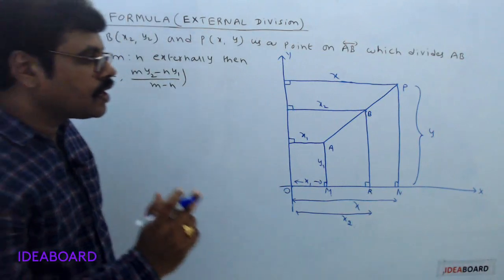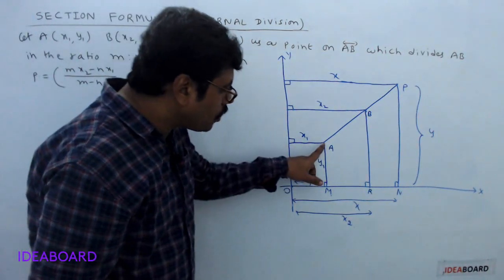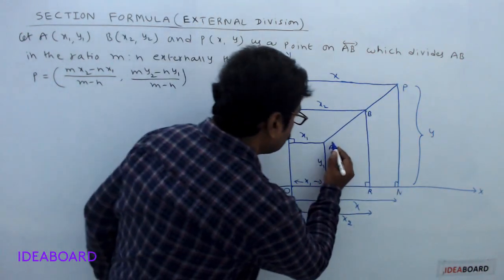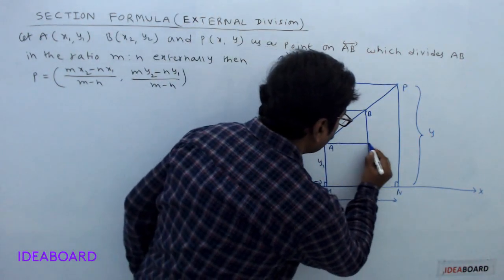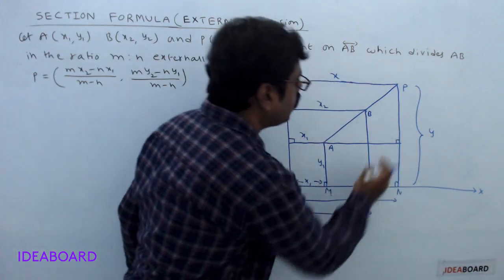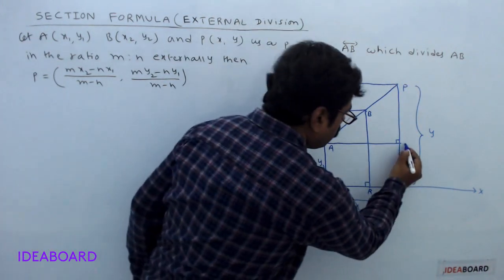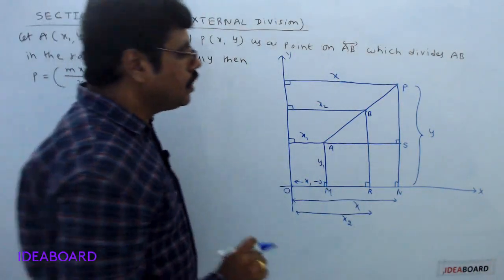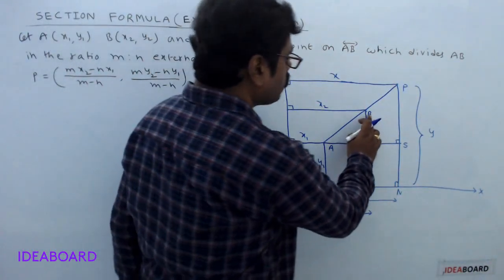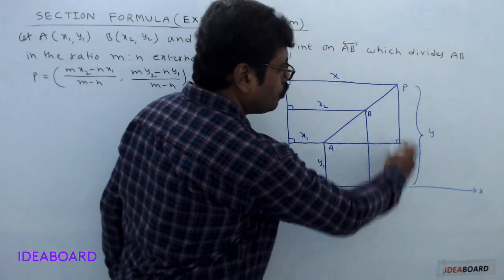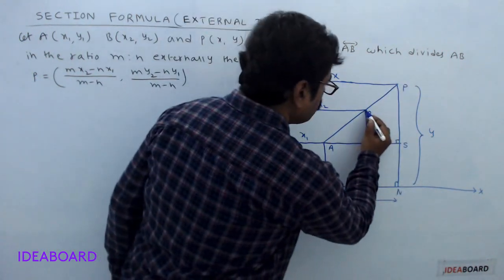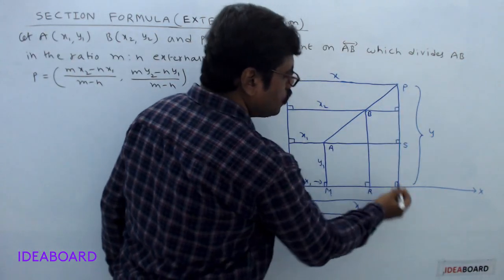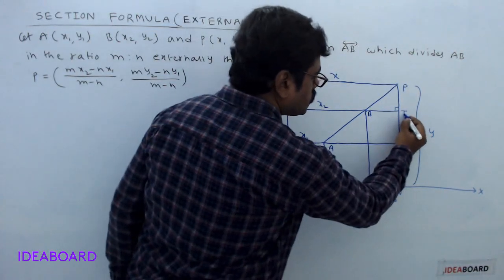Once again, draw a perpendicular from the point A onto PN. So this is the perpendicular from A onto PN. Take this point as S. Once again, draw a perpendicular from the point B onto PN. Now this is the perpendicular from B onto PN. Take this point as T.